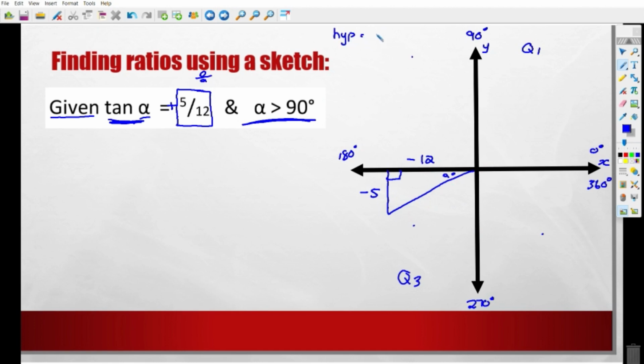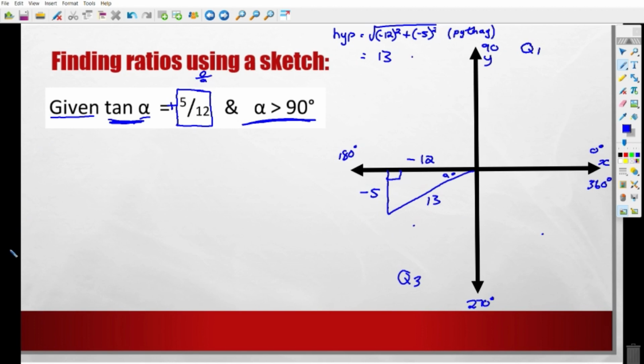Okay, we know it's going to be the square root of negative 12 squared plus negative 5 squared. And that's because of Pythagoras. Okay, so that's 90 degrees on my y-axis. Looking at that now, we know that's going to give me 13. So I know that my hypotenuse is 13.